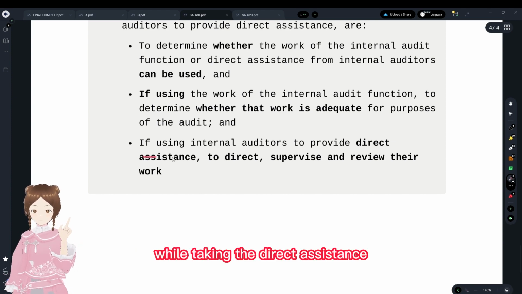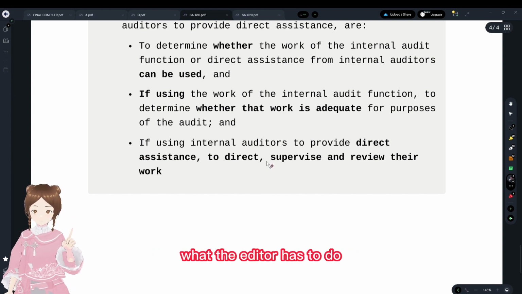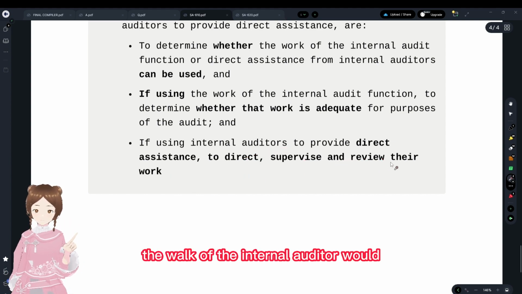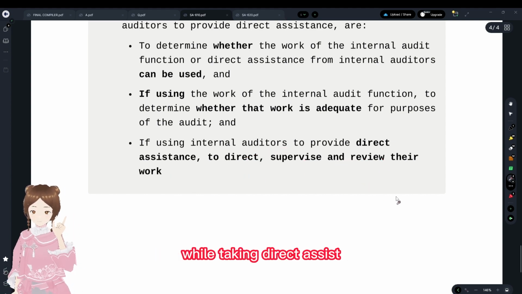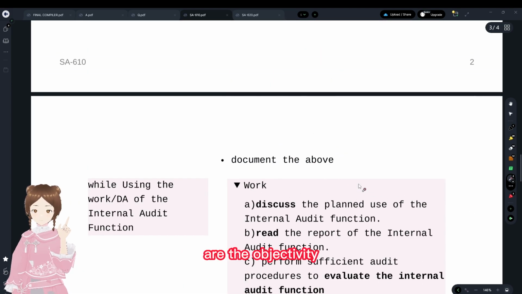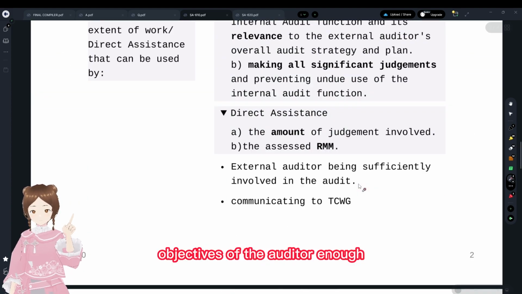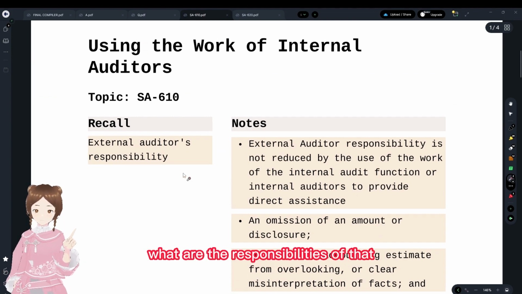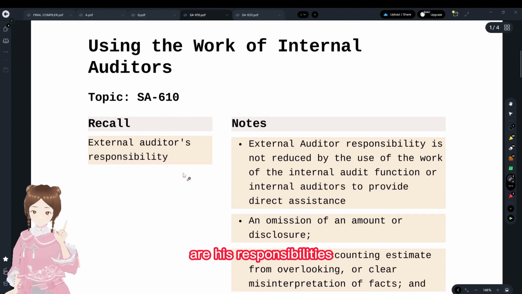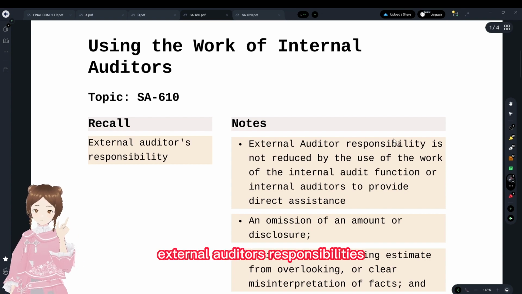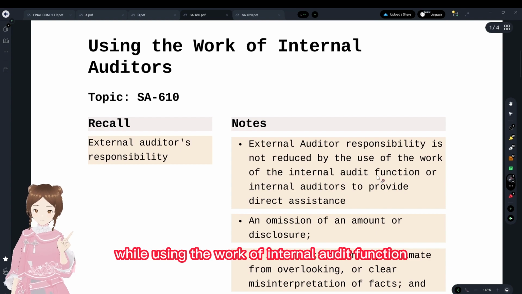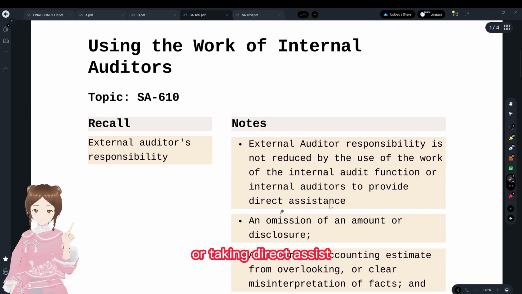While taking direct assistance, the auditor has to direct, supervise, and review the work of the internal auditor. That is the objective of the auditor. And now, what are the responsibilities? The external auditor's responsibilities are not reduced while using the work of the internal audit function or taking direct assistance.